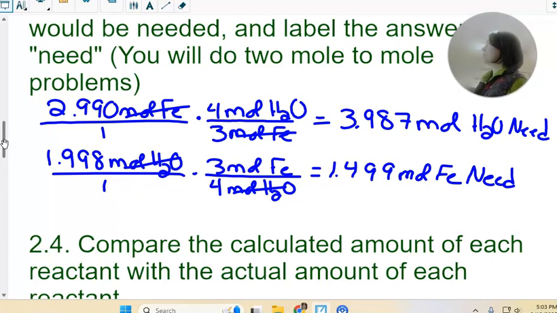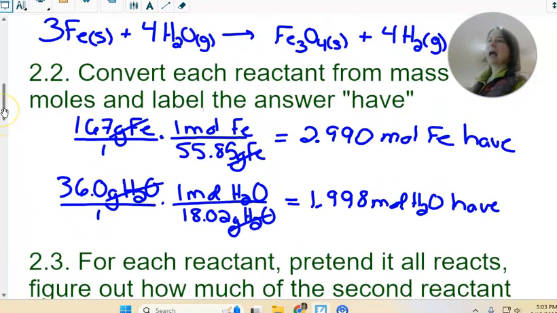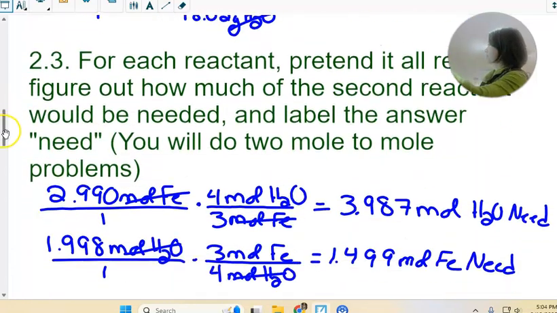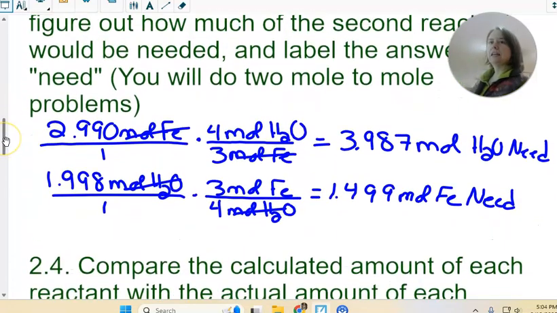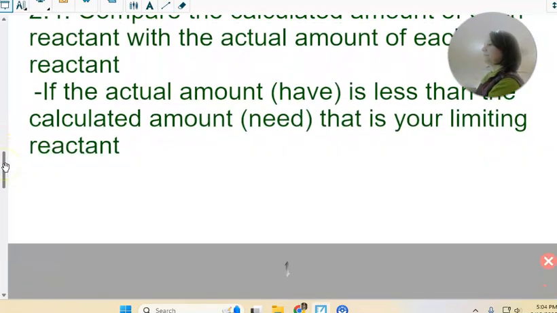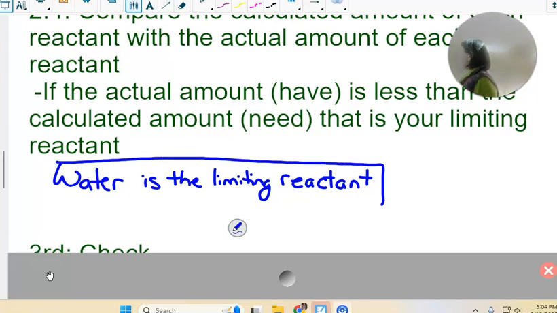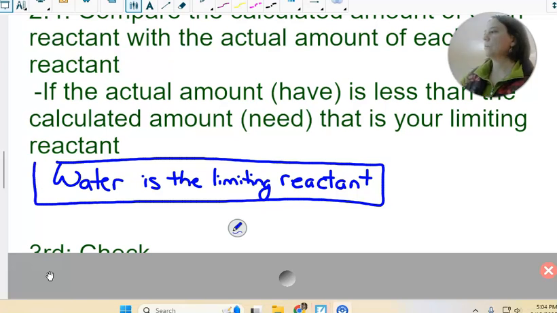Okay, so now let's look at water. I have 1.998 moles of water. I need 3.987. Oh, I don't have enough. So then, what is my limiting reactant? Please write that down. Okay, did you say water? If so, good job. I'll put a box around our answer.